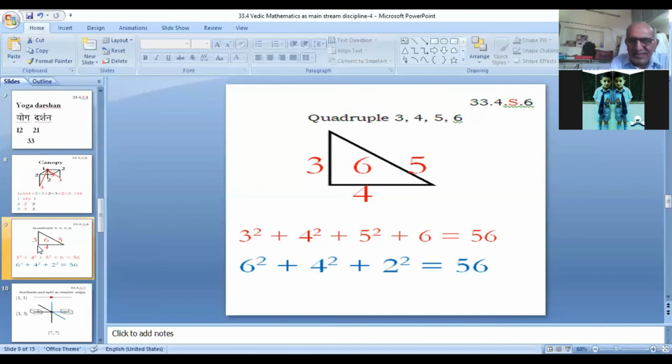Now it is this setup of triple 3, 4, 5 as of linear orders, but the 6 is the area, is a spatial order. Now one may have a pause here and take note that 3 square plus 4 square plus 5 square as spatial units plus 6, which itself is a spatial unit, takes us to summation value 56 as spatial units. Now one may further have a pause here and take note that 6 square plus 4 square plus 2 square as well takes us to value 56.